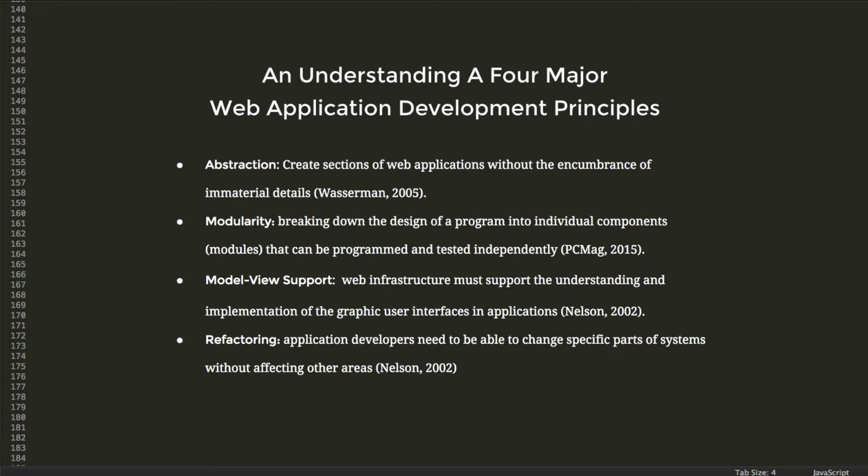Model view support is essentially the idea that a web infrastructure, or the technologies we're going to use, is going to support the ability to plug in a structure to handle those 3 layers of web application development. Refactoring is simply the idea of being able to change code without it having sweeping changes throughout the whole site.